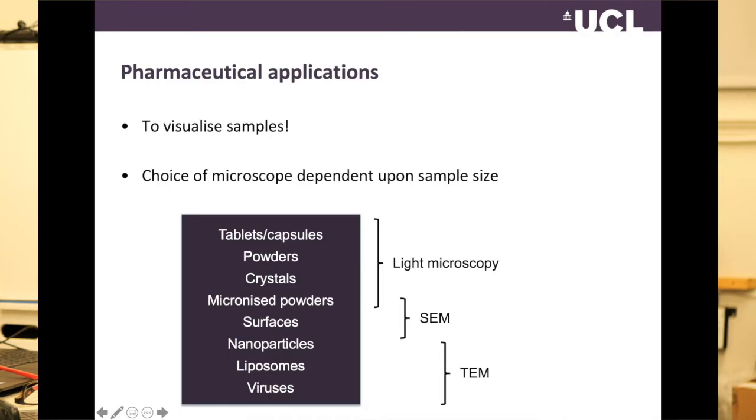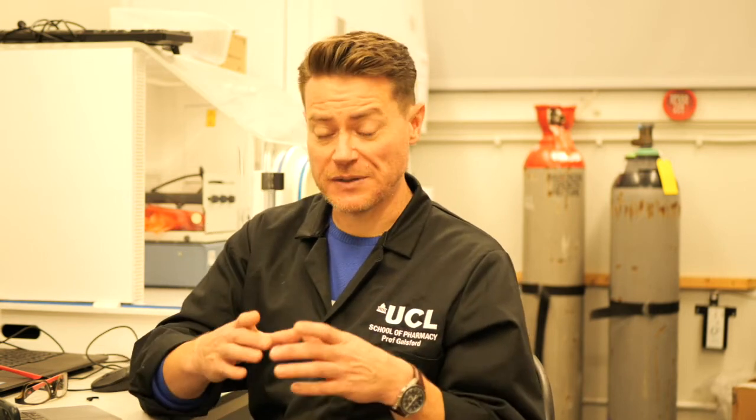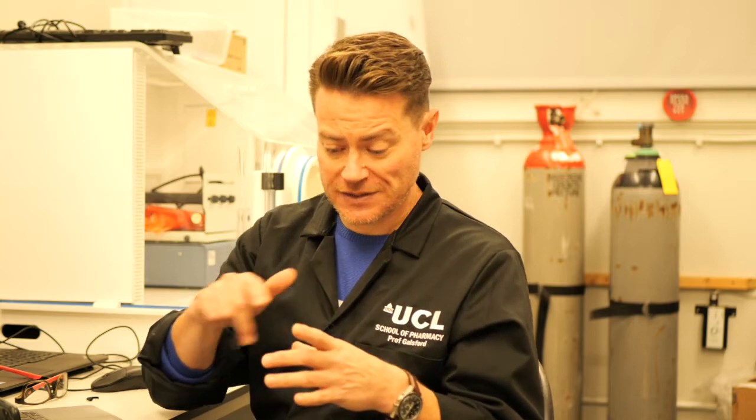Which type of microscope should you use for a particular sample? The answer is really dependent upon the size of your sample. A light microscope can achieve a magnification of, say, 1,000 times. So you can put in something quite big, say a tablet or a capsule, and you can blow up the surface of that tablet or capsule, and you can see some quite good features on the surface. 1,000-fold magnification is quite good.